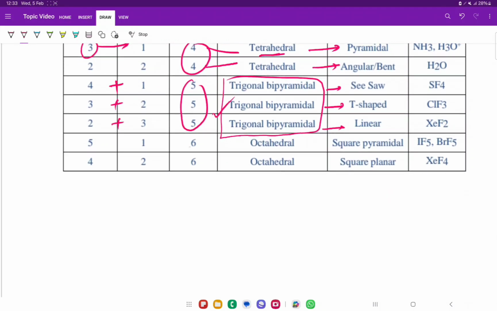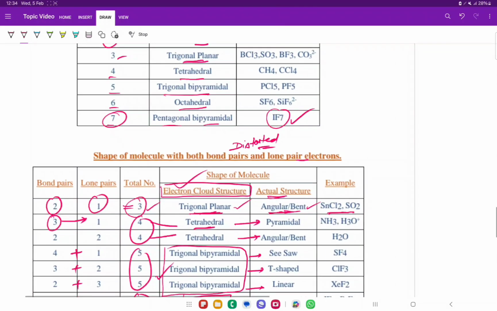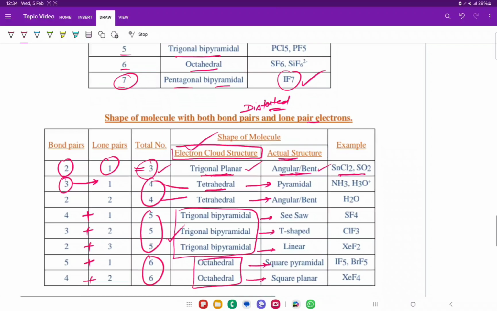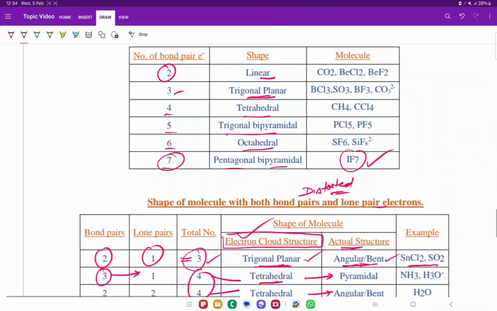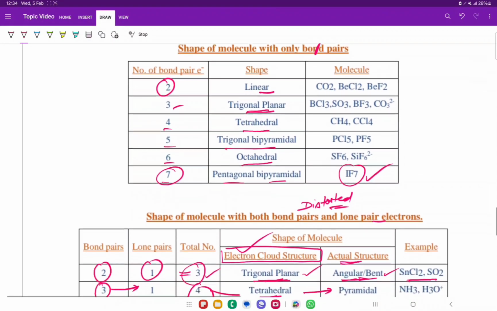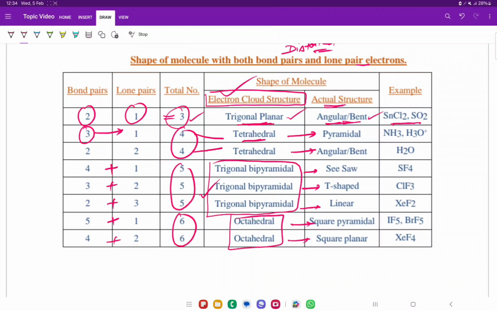Okay. Now, if a molecule has 6 electron clouds, the electron cloud geometry is octahedral. But for the condition 5 plus 1, the shape is square pyramidal. 4 plus 2, square planar. So these tables you have to learn and remember. And by knowing these tables, you can simply identify the shape and geometry of molecules if you go through the video which I am going to share about the shortcut methods of finding the structure and shape of molecules from VSEPR theory. Okay, I hope this will be helpful to you.